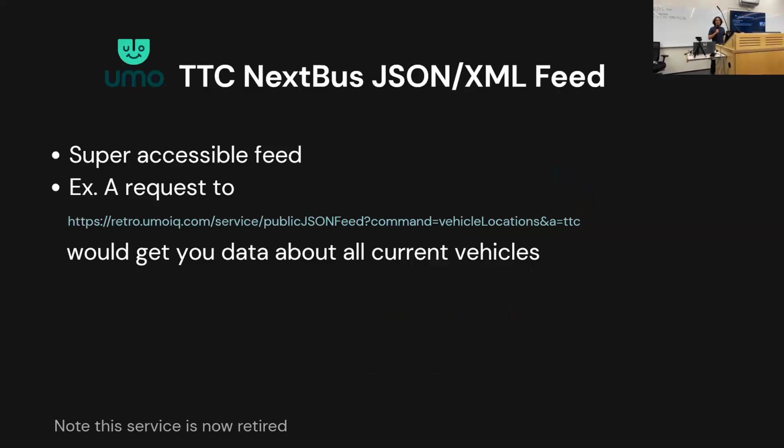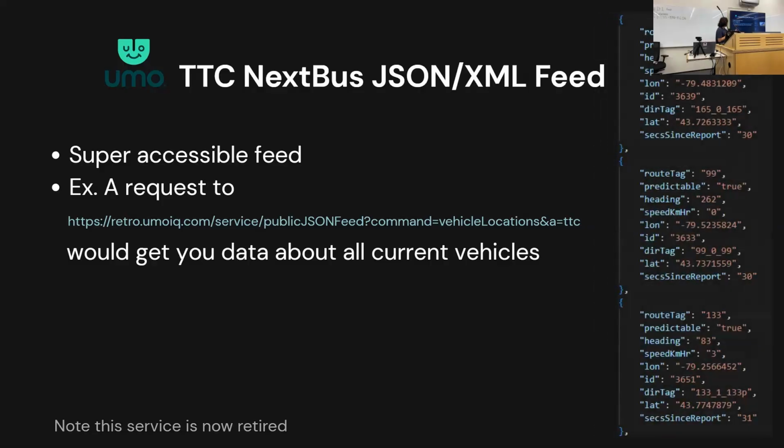So basically, I needed bus locations, and the first thing I found for that was this now retired API hosted on UMOIQ called the TTC NextBus JSON/XML feed. This was a super accessible feed that you just send a request to, and you can get a whole list of all the vehicles on the TTC network with information like location, direction, and bus type. And you could also get route geometry, which I would later use.